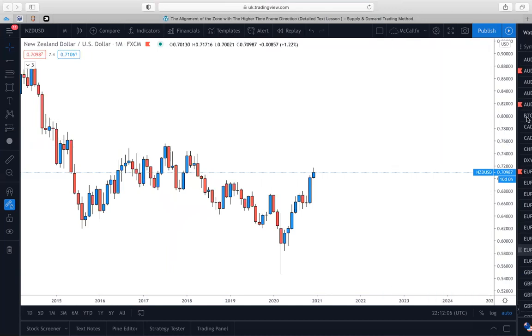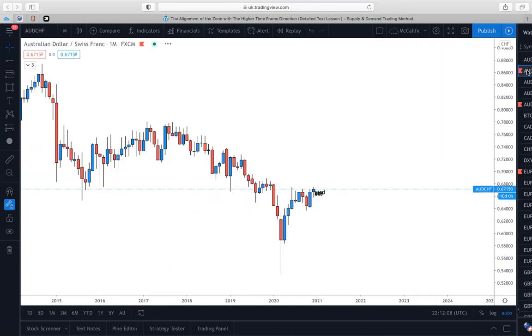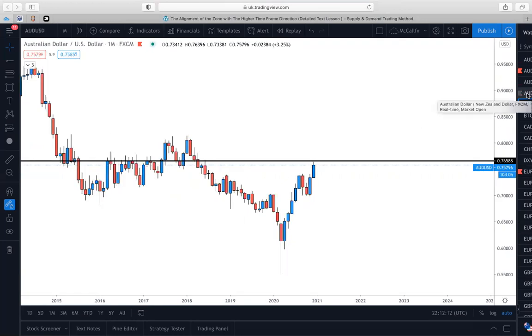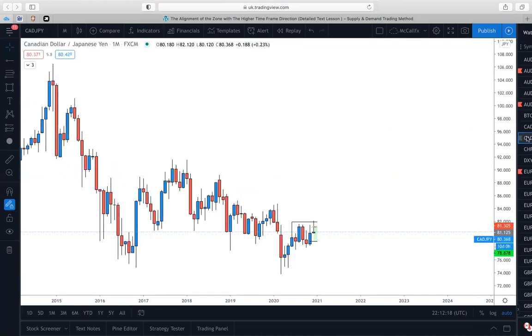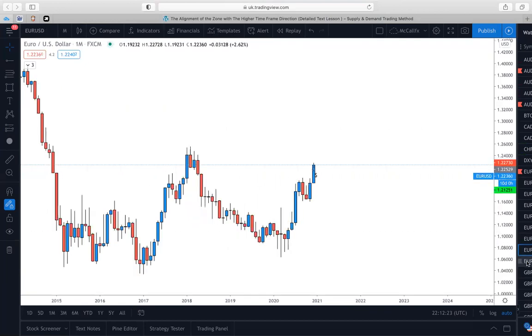Right, so this is basically the pullback strategy that Willie J teaches. It has to be aligned. If you don't have an alignment, then that zone is not considered a pullback strategy. You can't use a pullback strategy on that one. It has to be aligned.